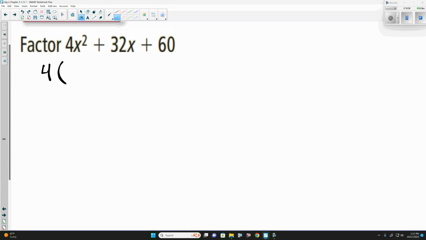And to factor it out, really what we're doing is dividing each term by 4. And 4x squared divided by 4 is just x squared. 32x divided by 4, 32 divided by 4 is 8x, plus 60 divided by 4 is 15. So when we divide each term by 4, we get x squared plus 8x plus 15. We do need the 4 out front because it is still part of the factorization. But we get this here. Any questions on how we got to this point here?